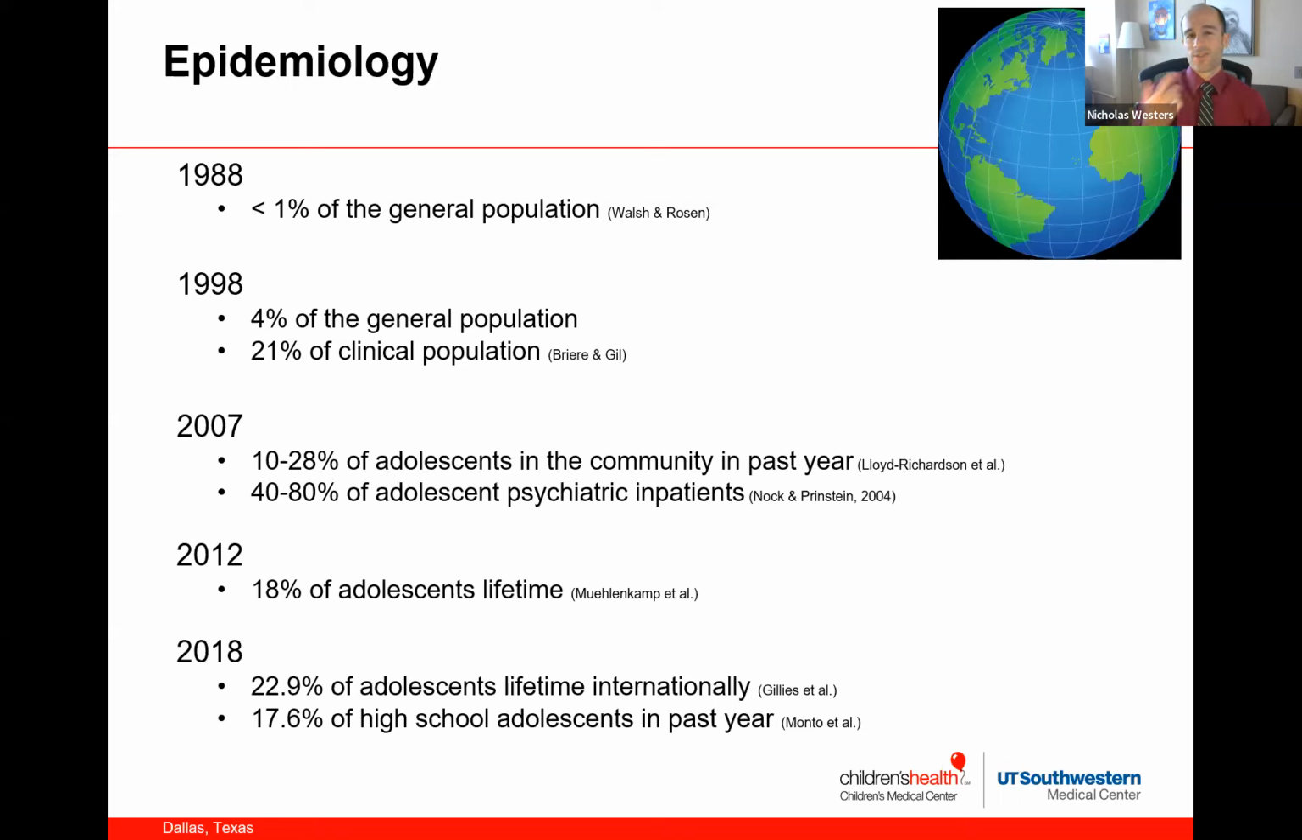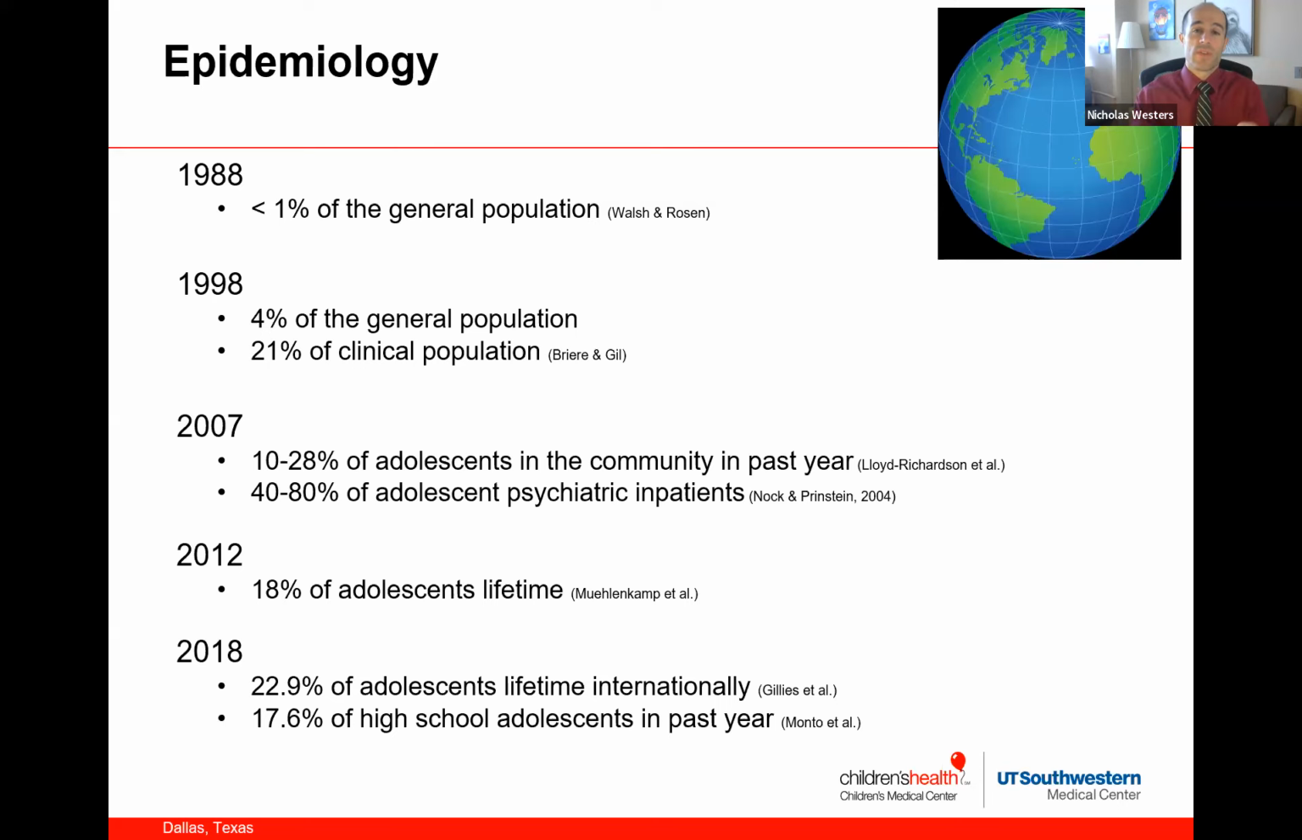And then 6 years later, so we're talking about 4 years ago, a meta-analysis was conducted again and published, and found that across the world, globally, 22.9% of adolescents, this was only looking at adolescents, reported having self-injured at least one point in their life. And that was 18.6% reported having self-injured at least once in the last year globally.